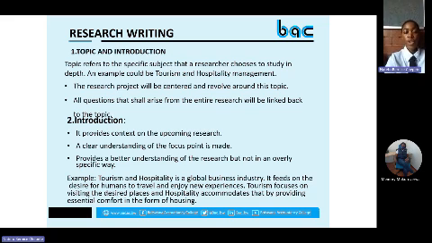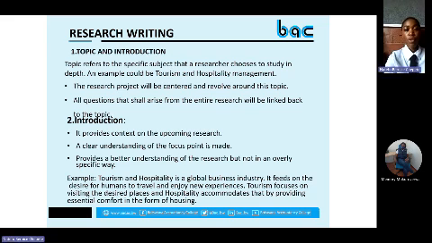An introduction provides context on the upcoming research. It provides a bit more information than the topic of what you're going to be covering in the research project. It also gives you a clear understanding of the focus point. This basically means that it gives you an idea of what that topic is going to be about, what exactly you are going to be covering.